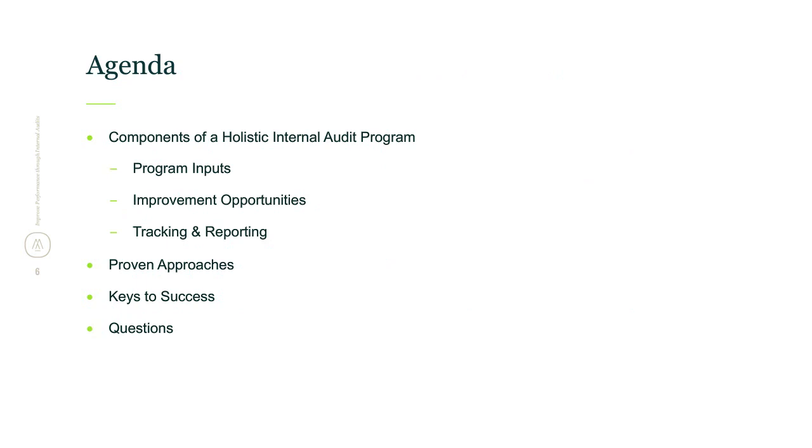So really 3 primary topics for today. Components of a holistic internal audit program: how do you get ideas in terms of what you should focus on, and where do we see the most common and most impactful improvement opportunities. How do you efficiently and effectively track what's happening within internal audit activities to keep decision makers informed, and make sure that you're making progress. Some proven approaches, or what we call best practices, just some ideas on how you would execute and get meaningful information out of an internal audit program, and then close with some keys to success.